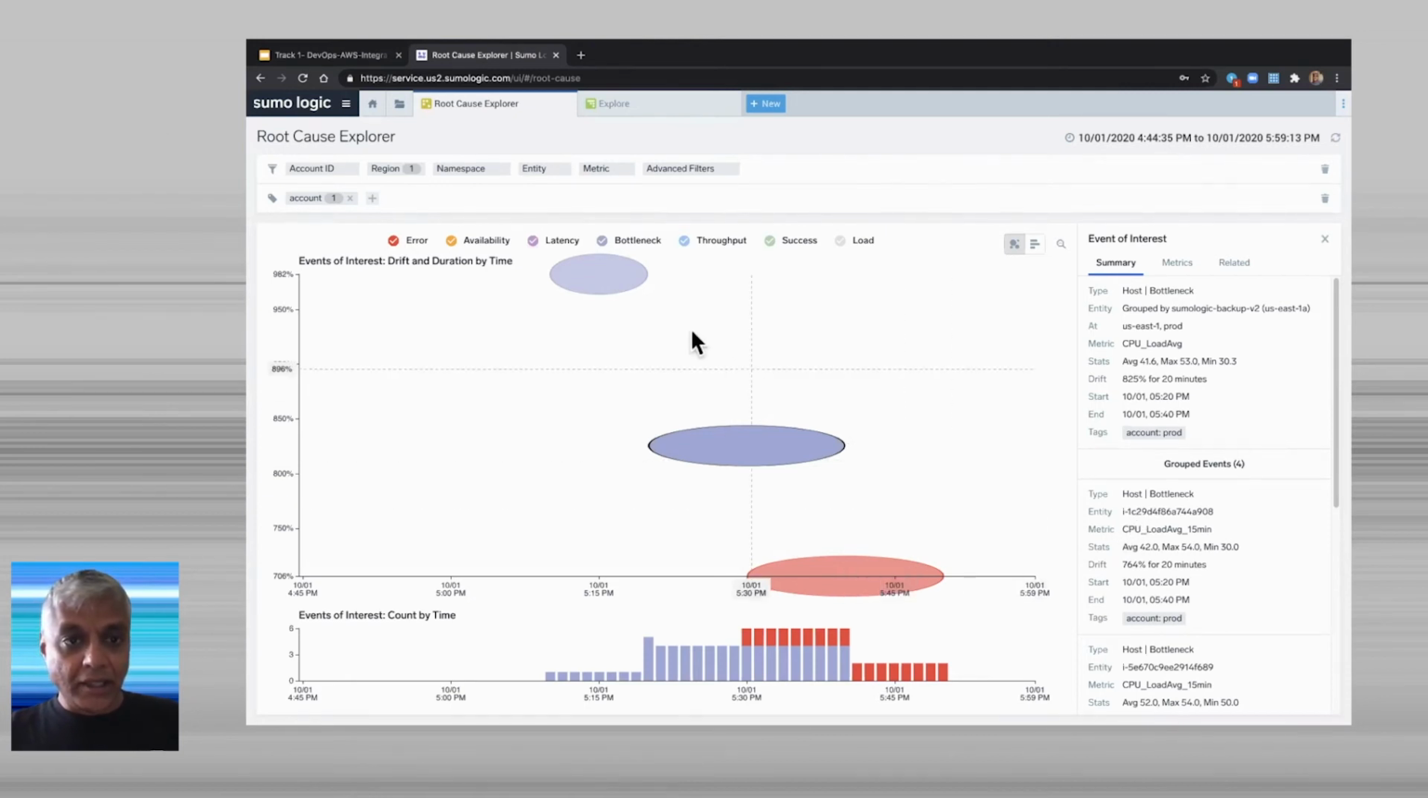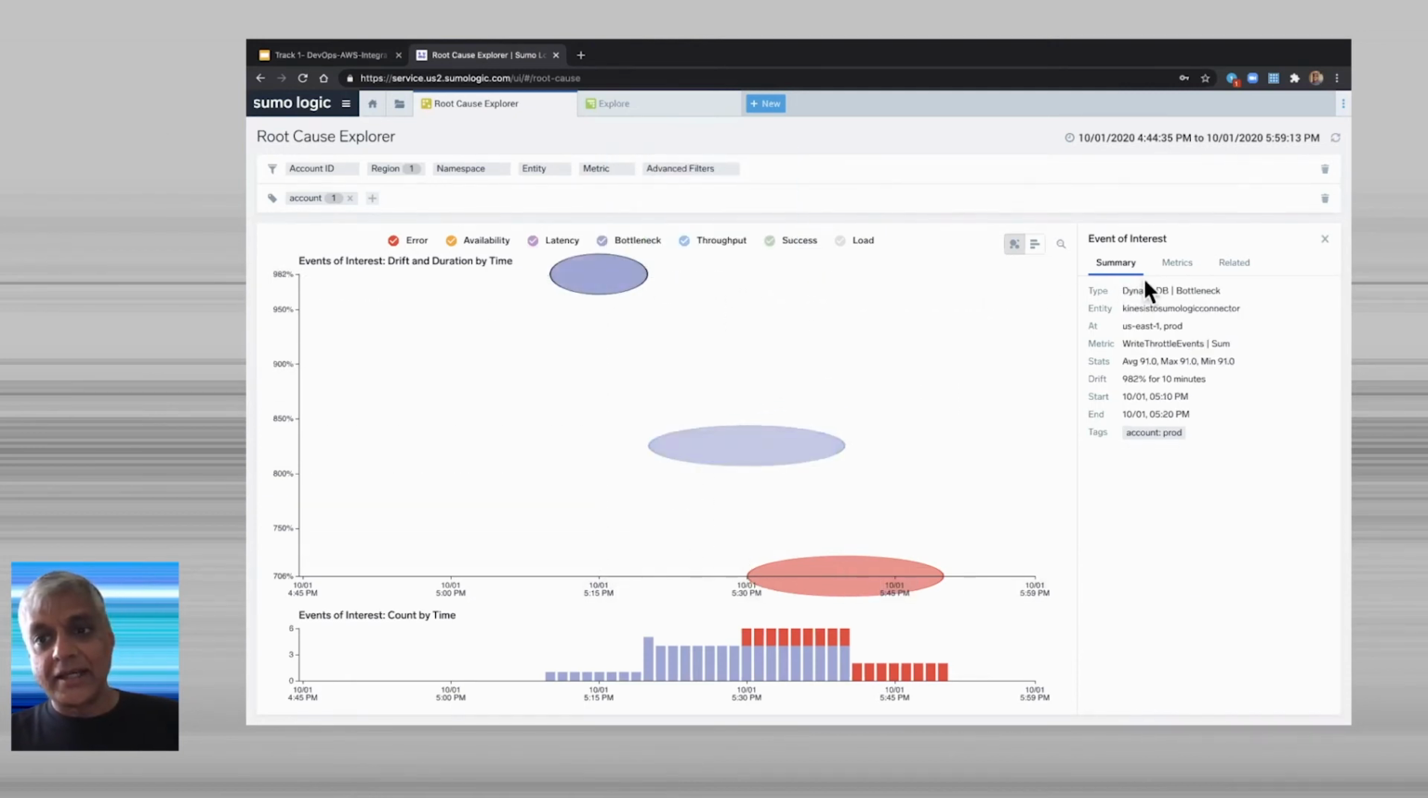So in a nutshell, what you have here is that the first level root cause is indeed that DynamoDB throttling resulted in bottlenecks in several EC2 instances that were connected to that DynamoDB instance, which then cascaded into a set of errors that you saw at the application load balancer level.